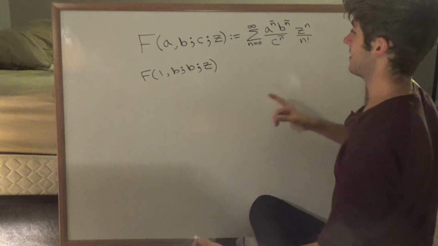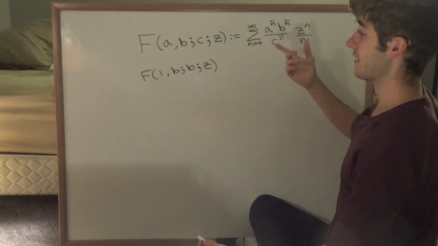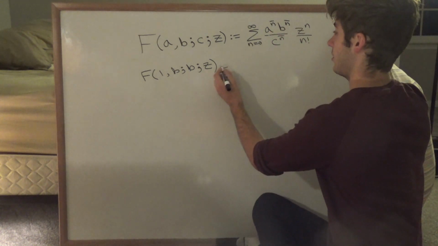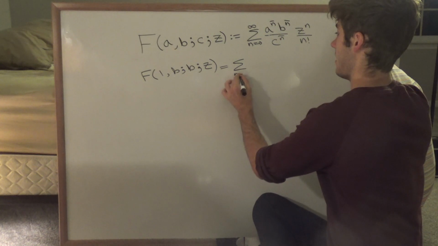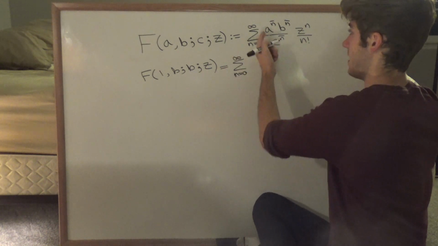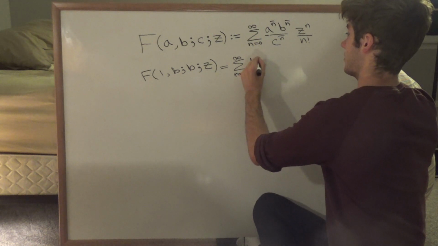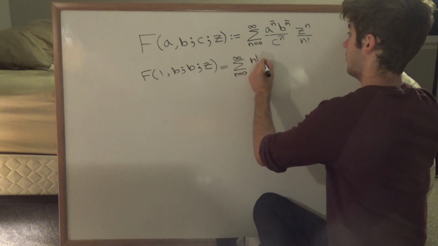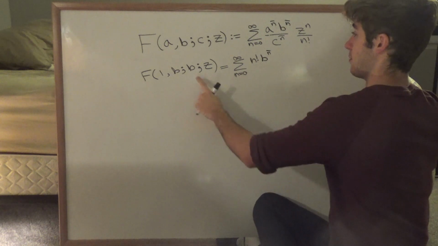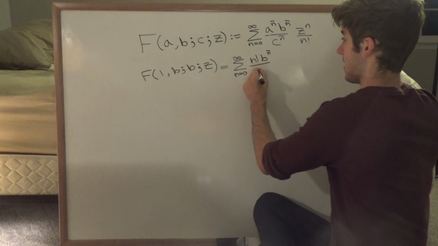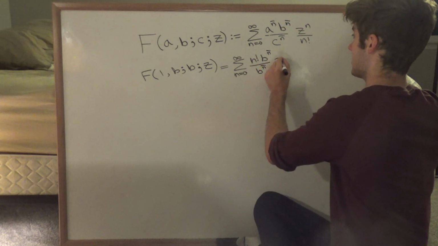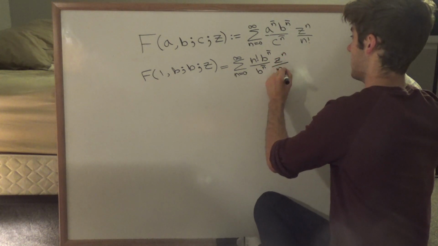And you'll notice that we have the nth rising factorial of 1, that's just n factorial. So we end up with the sum from n equals 0 to infinity, and then if we're plugging in 1 for a, we get the nth rising factorial of 1, which is just n factorial from the previous video. We're getting the nth rising factorial of b, and we're plugging in b for c as well, so we get the same number down there, whatever that is, times z to the n, divided by n factorial.